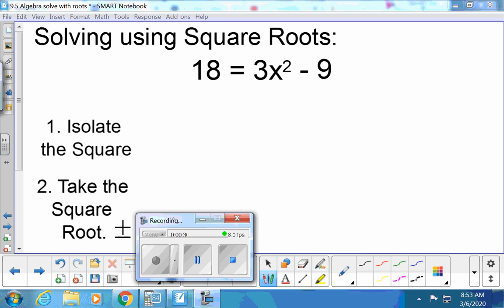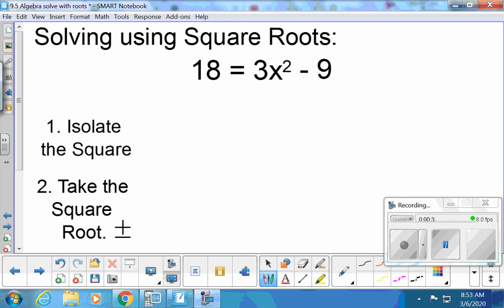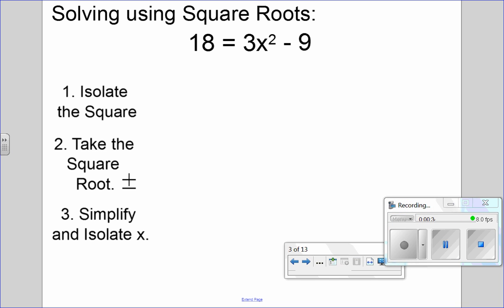Okay, so to solve using square roots, we're going to follow a few main steps. First of all, isolate the square. That means isolate the term that's got the x squared. So if you need to move the 9, move it. If you need to move the 3, move it. You save taking the square root until last. And you always put the plus minus doodad in front. So let's try this example problem.